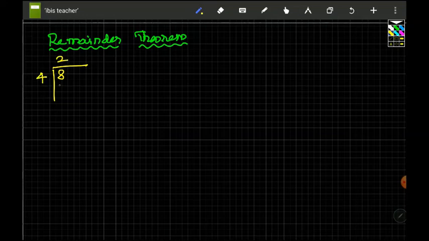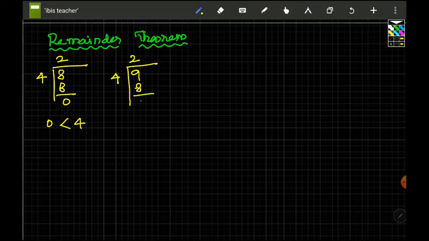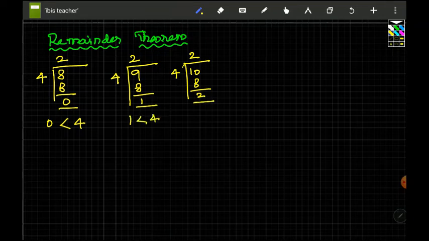We know that 2 times 4 is 8. The remainder is 0, so the remainder in this case is less than the divisor 4. In the second case, you take the next digit, which is 9, and divide by 4. 2 times 4 is 8, then the remainder is 1. In the next case, let's take 10, divide by 4, and 2 times 4 is 8, the remainder is 2. Here also the remainder is less than the divisor 4.